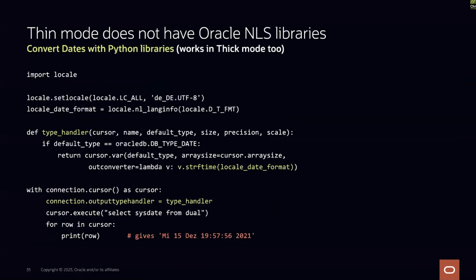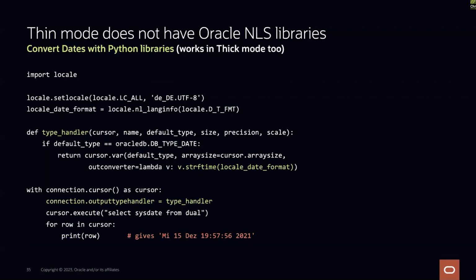One difference between thin and thick modes, remembering thick mode is effectively the same as cx_Oracle, is that we don't have all of the national language support libraries implemented, and no real plans to do that. Big overhead. Python has fantastic globalization support already.